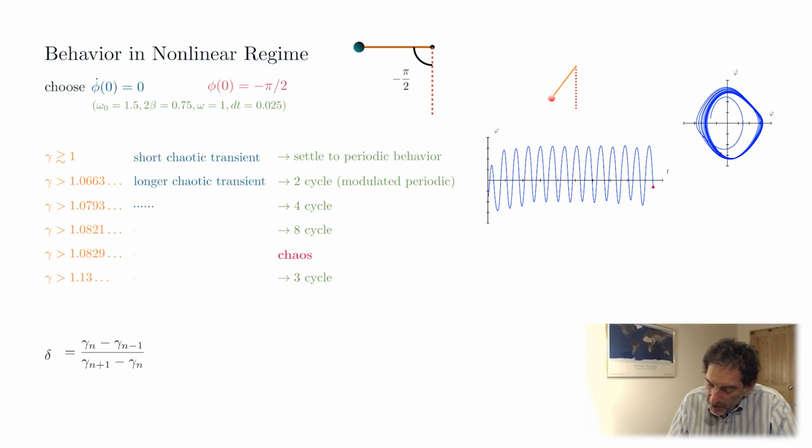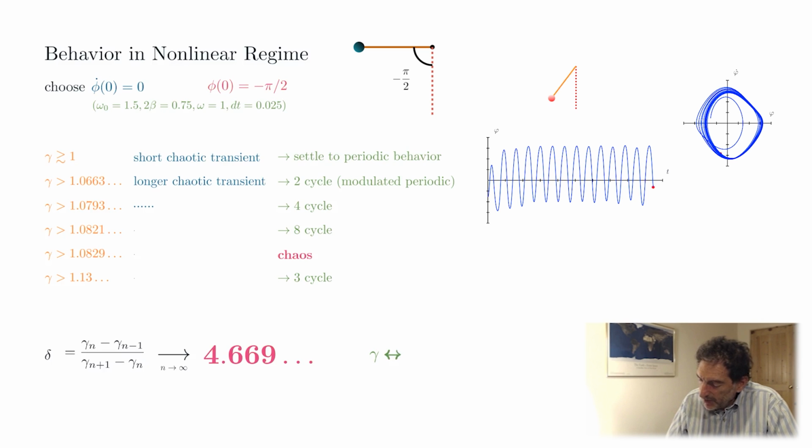As I go further up in the periodicity, the size of the window gets smaller and smaller. So the numerator is bigger than the denominator, and the limit as n goes to infinity goes to this universal number, the Feigenbaum constant, 4.669..., which is the same as what we saw in the discrete logistic map. So there is a one-to-one, at least phenomenological, correspondence between the amplitude of the forcing and the parameter A in the discrete logistic map, x_n = A x_{n-1}(1 - x_{n-1}).